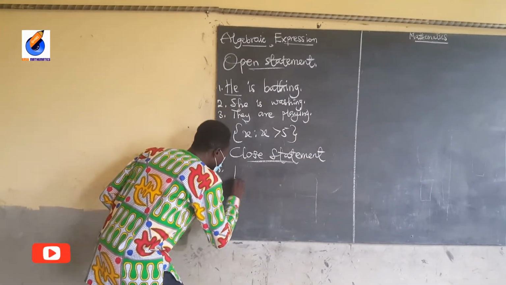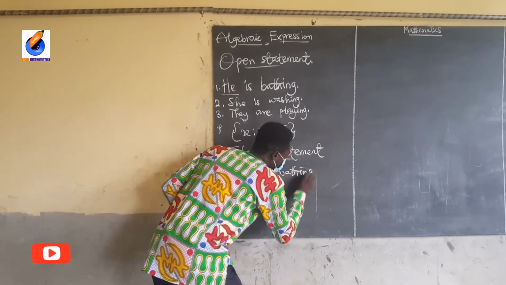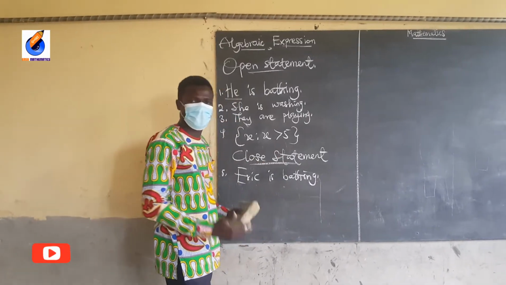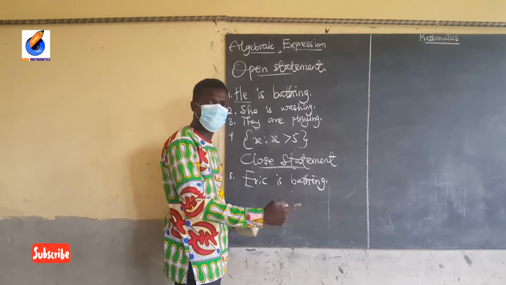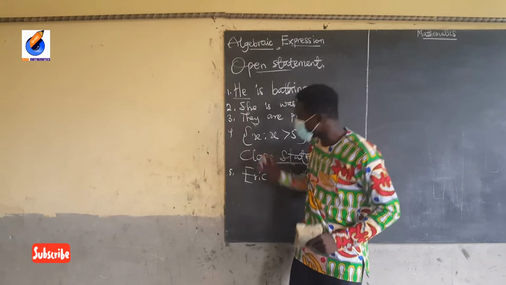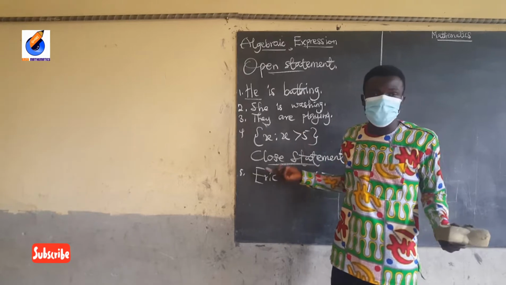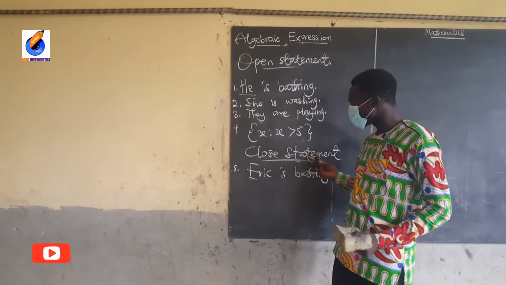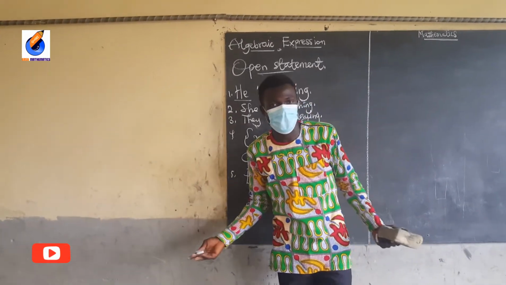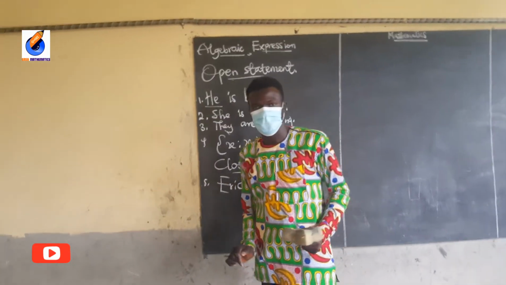So if I have Eric is bathing, in this sentence we have mentioned the one who is bathing. Who is bathing? Eric. So we can't replace or represent Eric with any other person because they've stated what we need in the sentence. But here, he is bathing. Who is bathing? We don't know. But when you come to the closed statement, Eric is bathing. If you ask, who is bathing? Eric. So in a closed statement, there are known values.